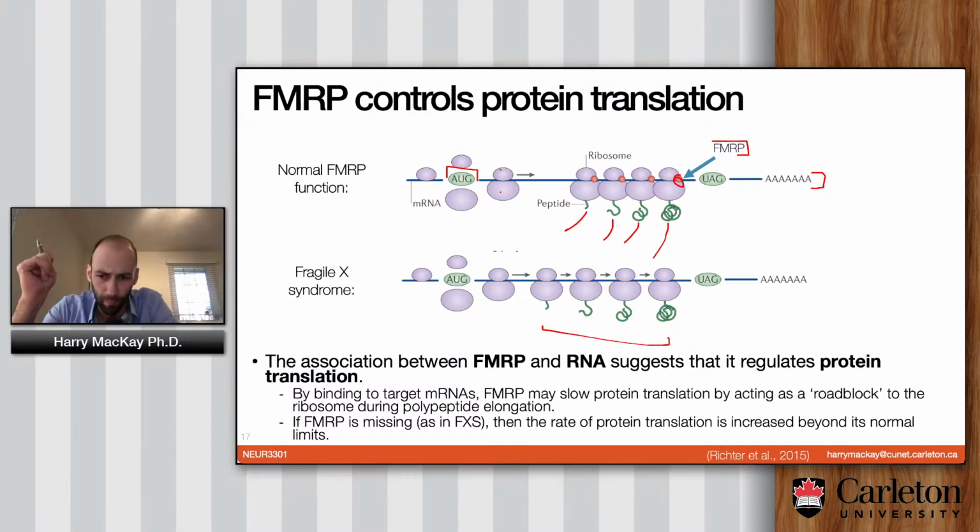FMRP, I guess they're arguing, acts kind of like a roadblock, slowing down ribosomes as they travel down the length of the mRNA, and thus slowing the rate of polypeptide elongation. So if it's missing, the rate of protein translation is increased beyond the normal rate. You end up with more copies of that protein floating around, and that can be bad in all kinds of different ways.